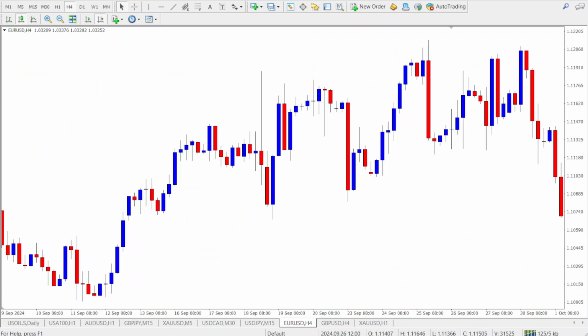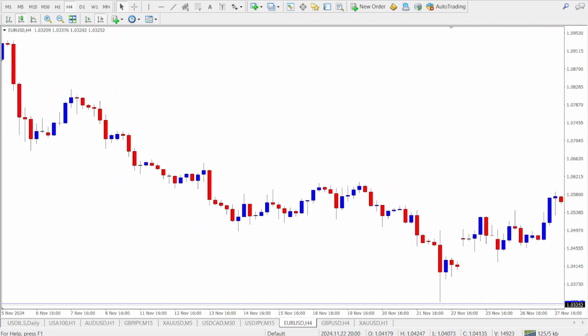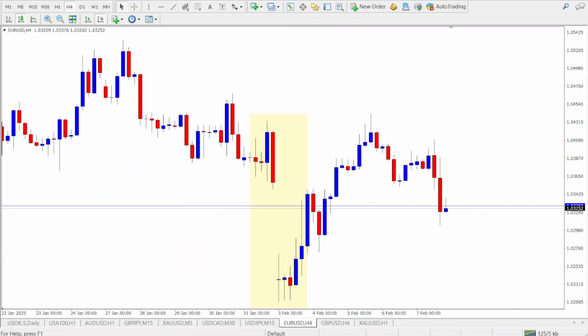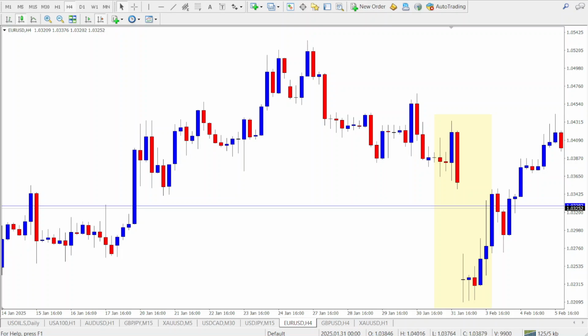Now, we also have runaway gaps. These appear mid-trend, signaling momentum continuation. So in that case, price rarely fills these gaps.